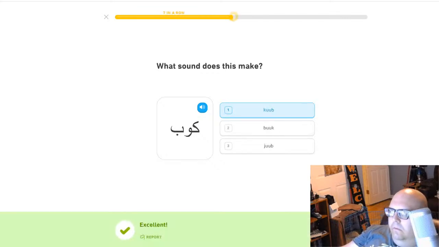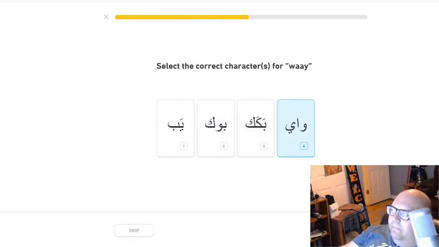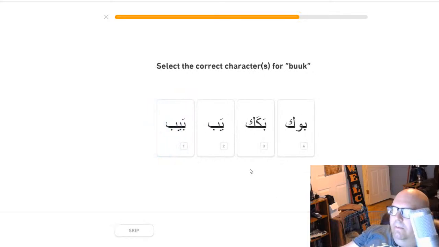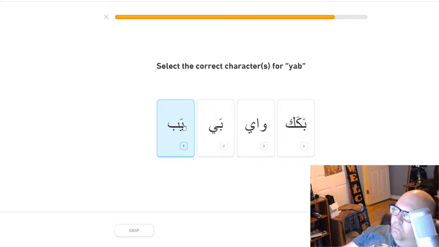Babe. A babe. Why? Bay. That's a little different S at the end with the double dots. A little shorter. Bay. Book. Cube. Yep. Oh, wait. Bay. This one starts with B. Yep. This one's only got one dot. That's what makes it different. The Y has two dots.